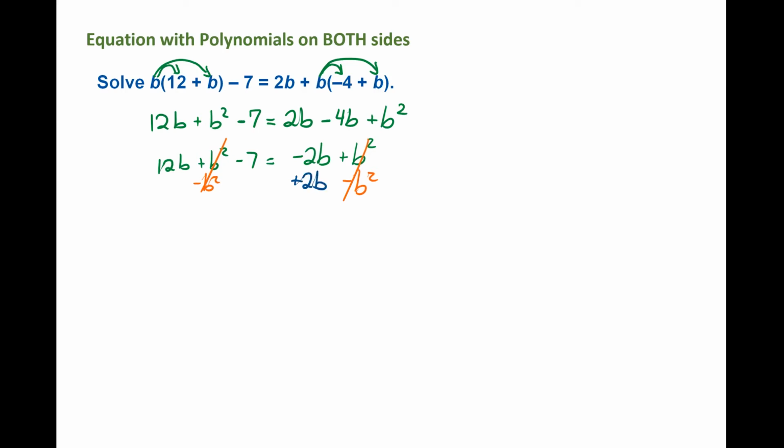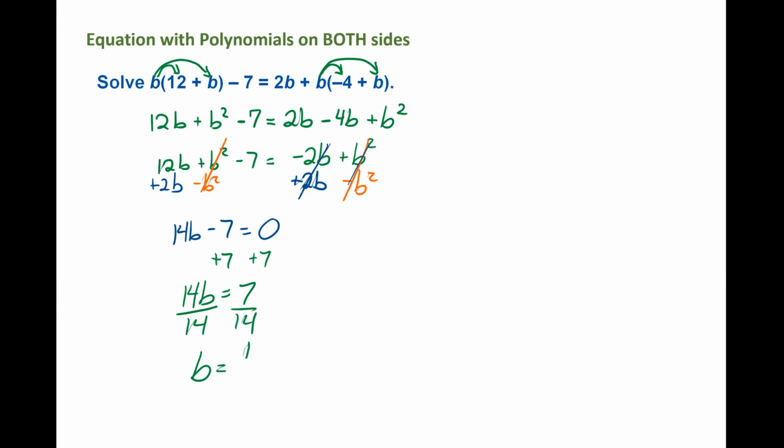Now I'll move the b's to the left side, plus 2b. I'm going to get 14b minus 7 equals 0, because notice I moved both these terms over, so I just have a 0 sitting over there. I will now add 7 to both sides, so I get the b term on one side, and now I want to get b all alone by dividing by 14. And b is equal to 1/2, which is 7/14 reduced. b is equal to 1/2.